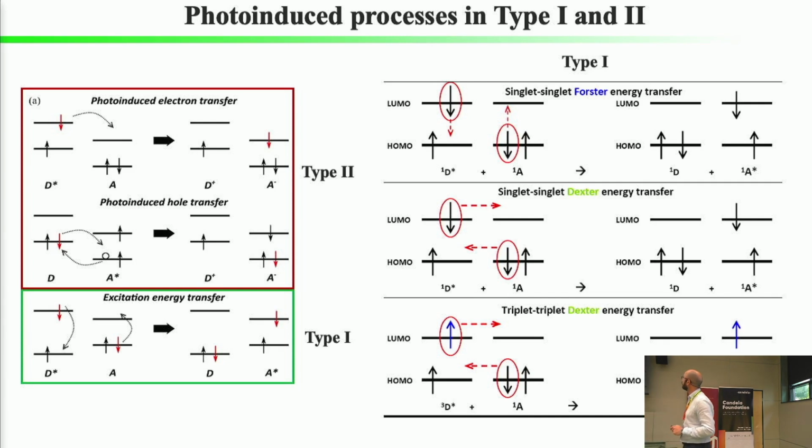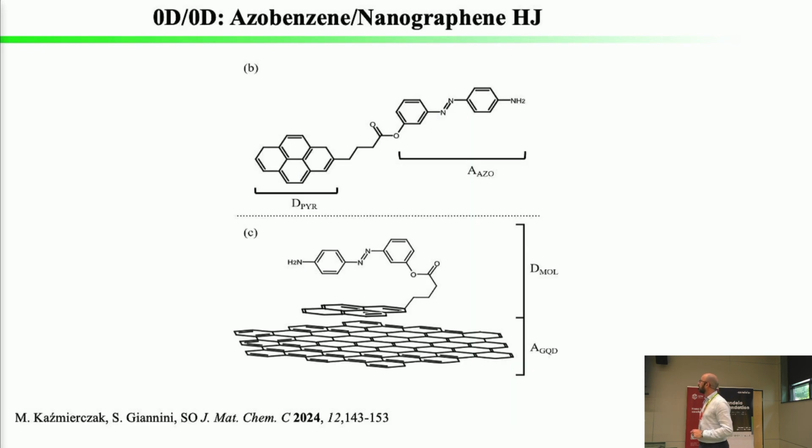You can have different kinds of energy transfer. The most common is the Forster one, where you have excitation and de-excitation on the same molecule, the same donor or acceptor. You have the Dexter, when you have the transfer of the electron from one fragment to the other. I also have the triplet case. So I will give you today an example of what we do in this kind of study.